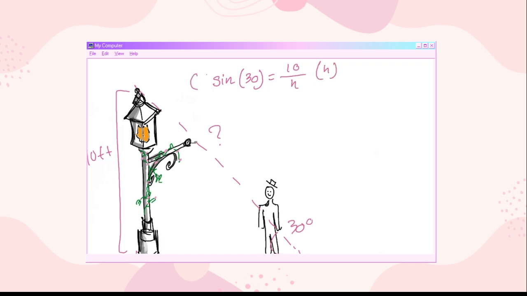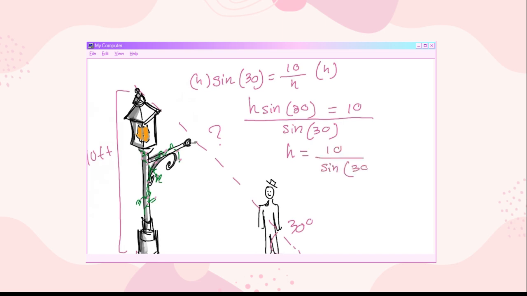To isolate the hypotenuse, we would need to multiply it on both sides of the equation to get it out of the denominator. Then, we would divide both sides by sine of 30, which would leave the hypotenuse equal to 10 over sine of 30. By plugging this into the calculator, you would get that the hypotenuse of this triangle, or in the context of the problem, the distance from your feet to the top of the lamppost, is 20 feet.